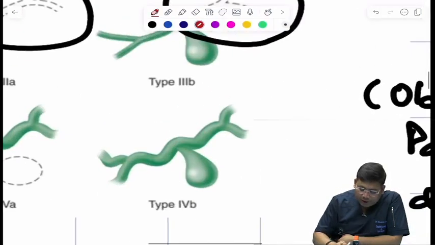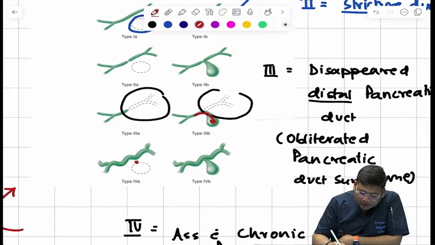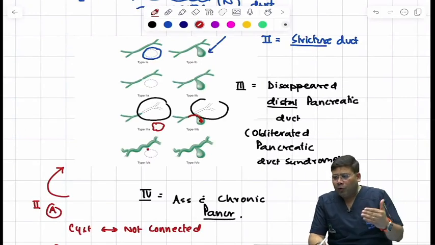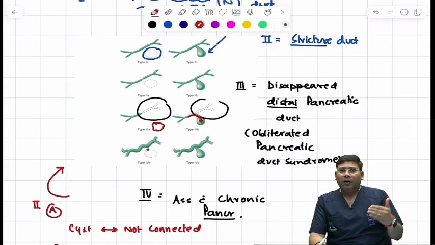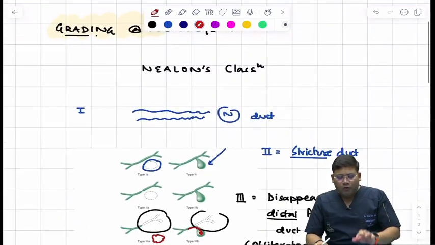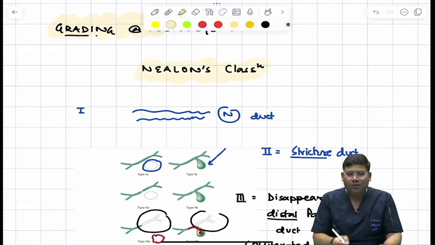So if you see, यहाँ पर देखो, the duct is connected, but here if you see there is no connection with the duct. Here if you see the duct is connected, here there is no connection with the duct. So 3A, 3B, 2A, 2B, 1A, 1B, you need to understand ये A और B क्या होते हैं, connection और non-connection. So what is the new classification that you have studied for the pancreatic pseudocyst?